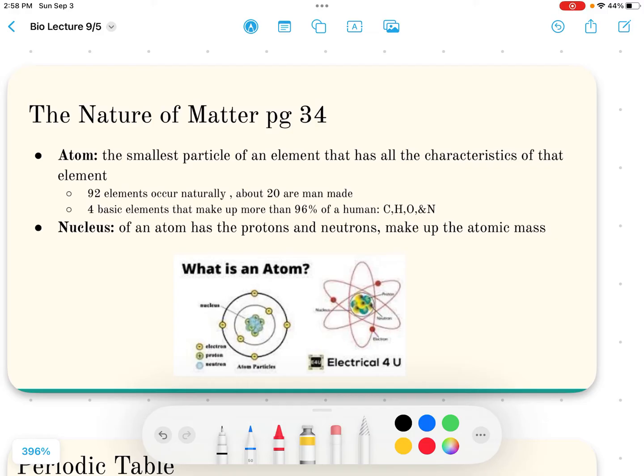In every atom, there's something called the nucleus. The nucleus has protons and neutrons, which make up its atomic mass. So in the very inside, we have this little ball here. That is the nucleus. It contains those protons and neutrons. Protons, we'll talk about in a second, have a positive charge, and the neutrons have no charge. Outside, we're going to have our electron cloud that goes around the nucleus to create whatever atom we're looking at.